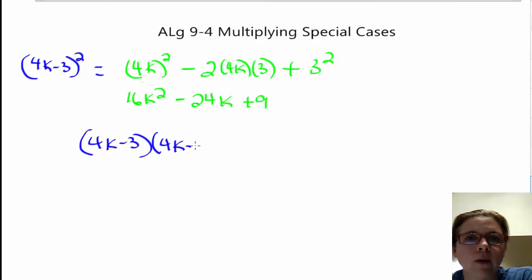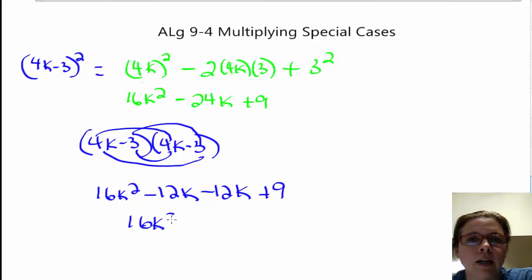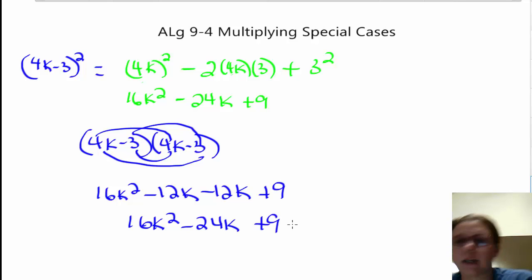Now if we were FOILing it, you should get the same answer. And again, if you just want to FOIL everything, I'm okay with that. This would be 16k squared first, outside, inside, last, plus 9. And negative 12 and negative 12 is going to give you negative 24k plus 9. So you end up with the same answer. Either way, I don't care.